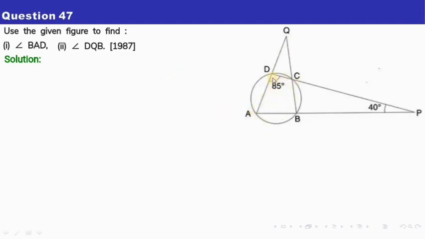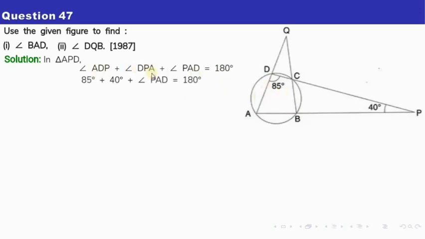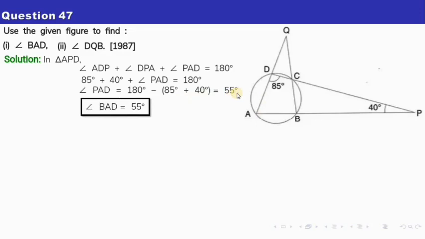Okay, so in this triangle, that is APD, we see that this angle and this angle are given. So can't we find this angle? Definitely we will be able to find this angle. So that's why it is written that the sum of the interior angles, that is ADP plus DPA plus PAD, will be equal to 180 degrees. So let us put the values. We know that ADP is given to be 85, DPA is given to be 40, and PAD, that is this angle, is not given, right? So from here PAD turns out to be 55 degrees.